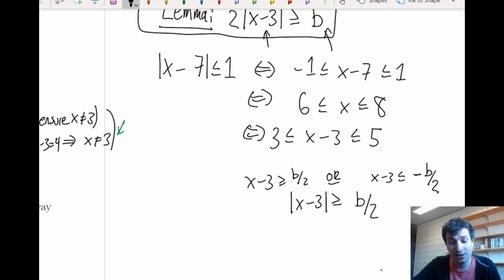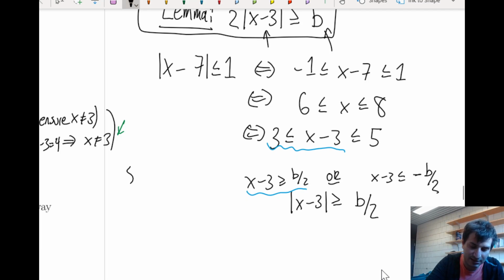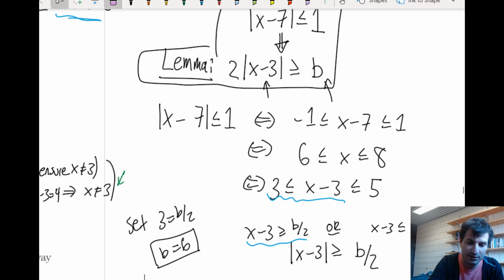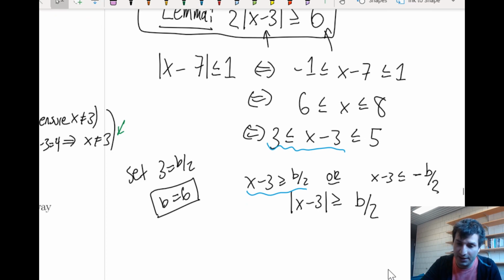Okay, x minus... hold on. We have 3 is less than x minus 3, and here this is x minus 3 bigger than b over 2. I think we're in business as long as we set 3 to be b over 2. And that's b equals 6. So let's try b equals 6, and hopefully this will work. So I'm going to go back. And again, it's totally okay to try it and have it not work. We're going to set b to be 6. b over 2 is 3.